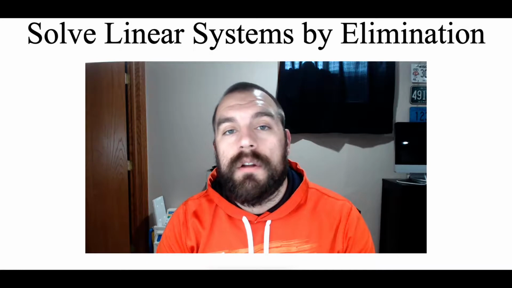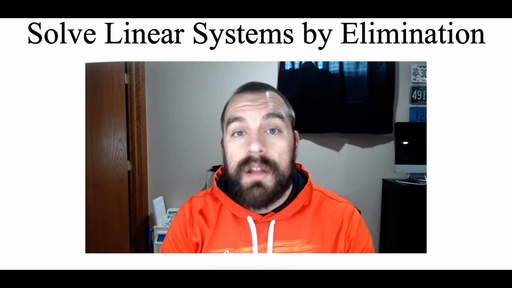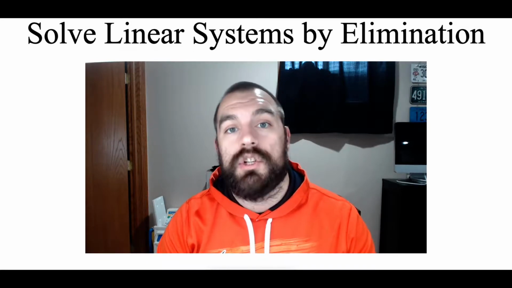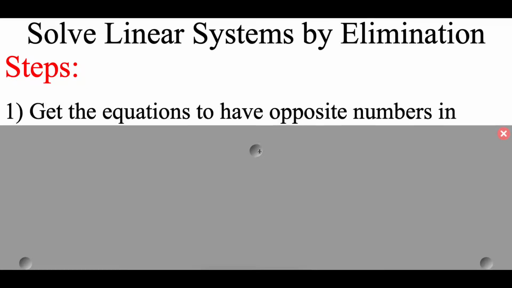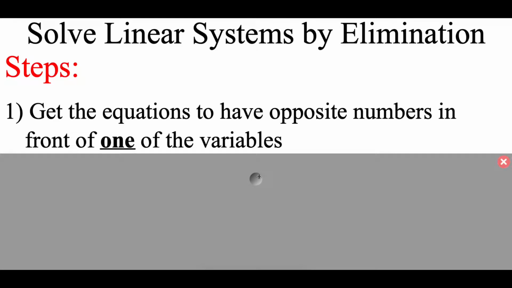In this video, we're going to focus on solving a system of linear equations using elimination. So when we're using elimination, there are a few steps that we're going to follow. Step number 1 says that we want to get the equations so that they have opposite numbers in front of one of the variables. So for example, if we had an equation with a 2 in front of the x, then we would want to have a negative 2 in front of the x in the other equation. So opposite numbers in front of one of the variables.